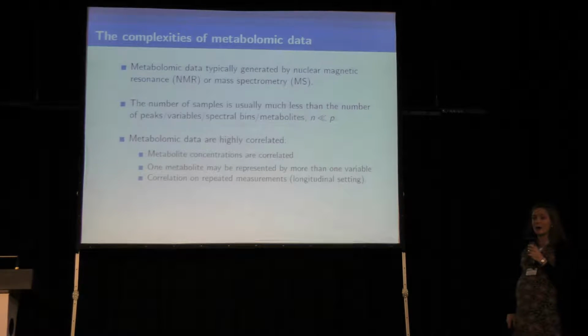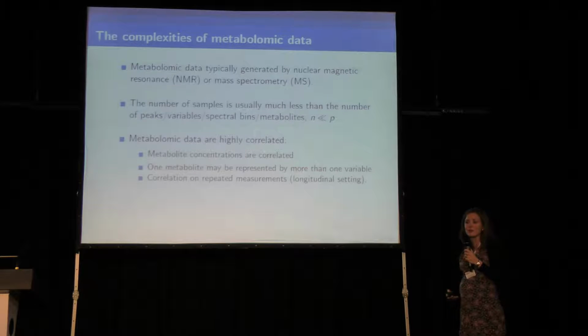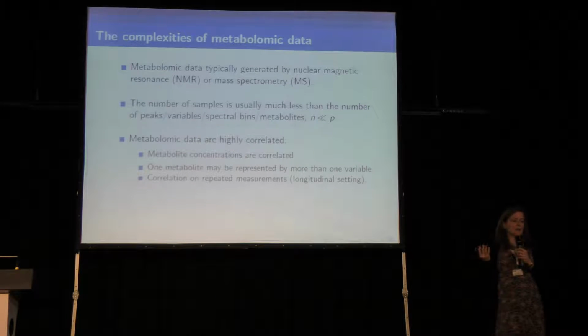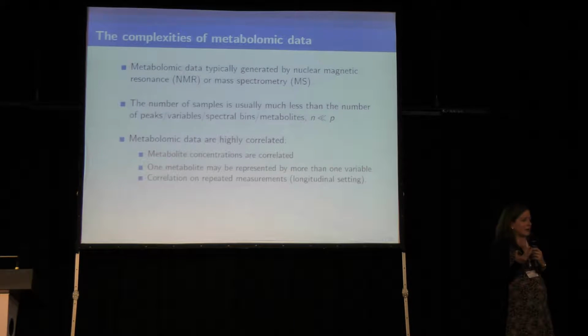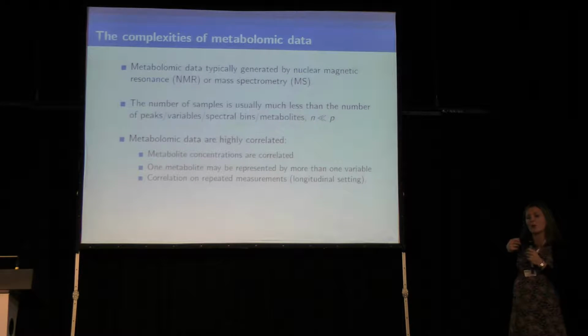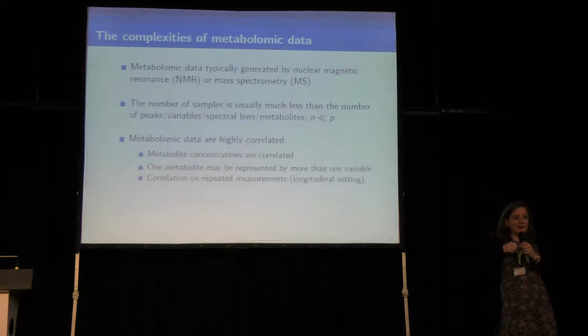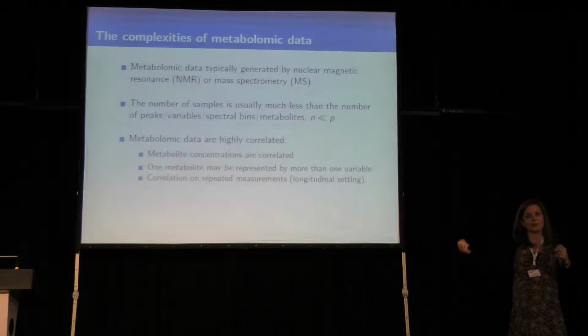The data are highly correlated. So metabolomic concentrations are very highly correlated. If you have a high level of one metabolite, you might automatically have a high level of another metabolite. So we have correlation in that sense. Another issue is that one metabolite may be represented by more than one variable, or by more than one peak. So in the NMR machine, a metabolite can sort of get split into 2 and appear at 2 different peaks.